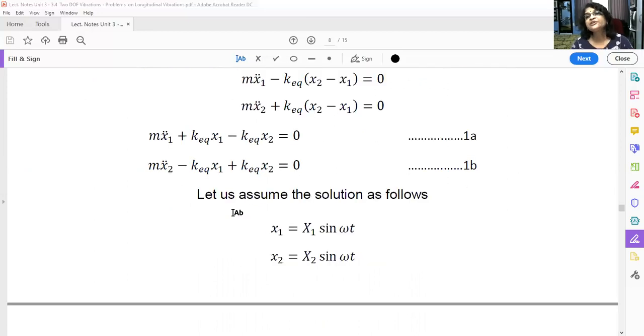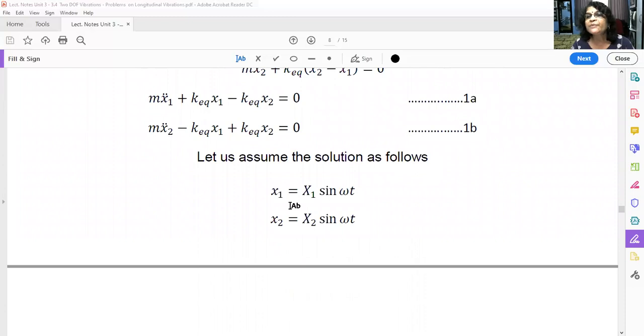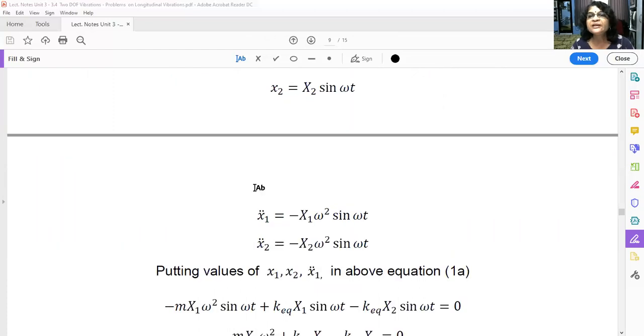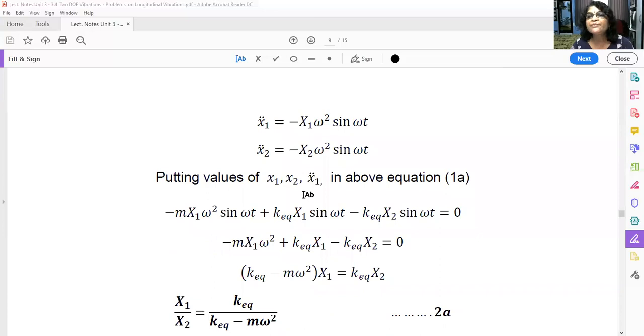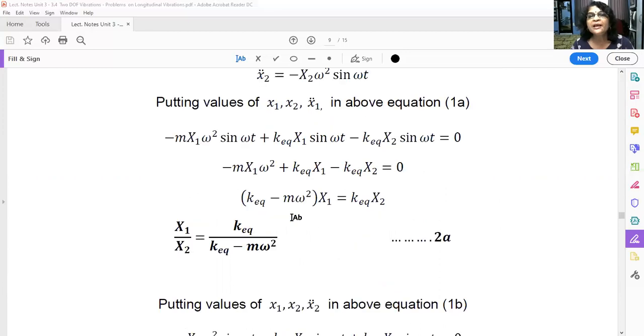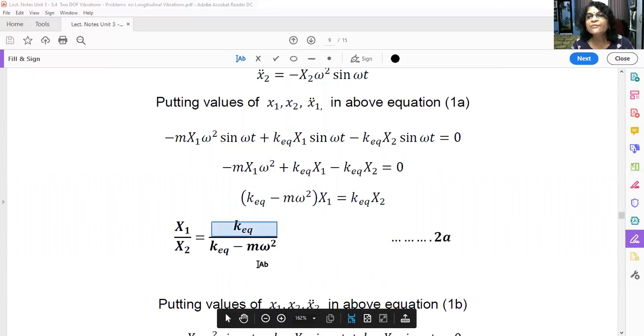Again, assume the same solution as I told you. Small x1 is equal to capital X1 sin omega t. Small x2 is equal to capital X2 sin omega t. Okay. So differentiate. You will get this one. Putting the value of x1, x2, x1 double dot in the first equation. Okay. Then cancelling out the common term. What are we getting? The ratio of capital X1 upon capital X2 is equal to K equivalent upon K equivalent minus M omega square. Okay.